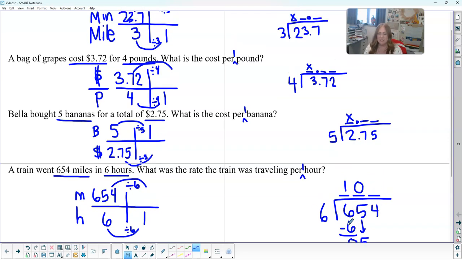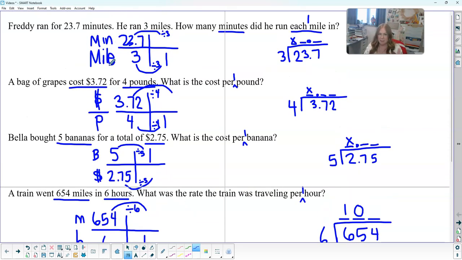So go ahead and finish that division problem and see how fast the train was going every hour. So every time I set up my labels, I set up what I know, and then I see what am I trying to find? 1 of what? Let's go ahead and finish that, get it checked off, and then let's see if we can find our mistakes on our blue mastery check paper.